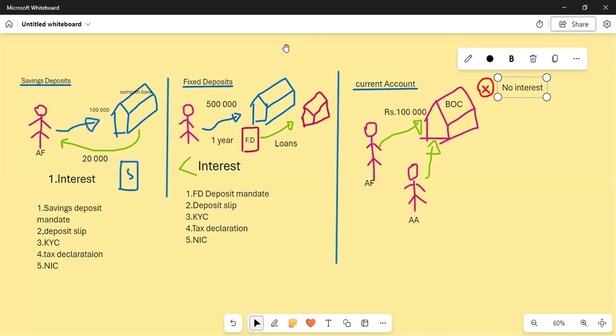The bank may have some other system, but anyway, we have to find someone. Declare means introduce. Am I clear? The first thing is no interest.